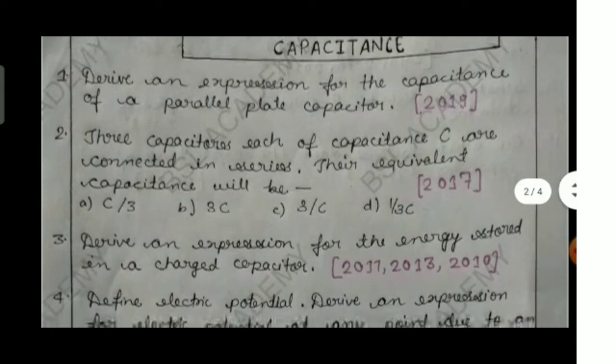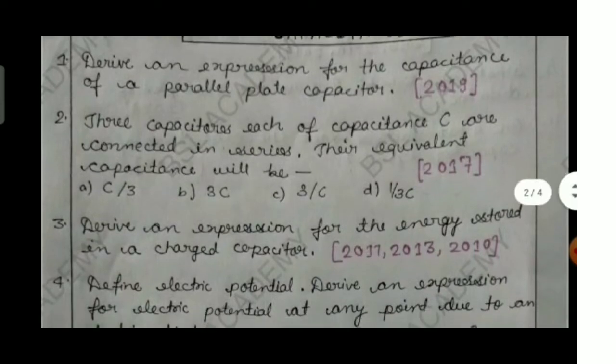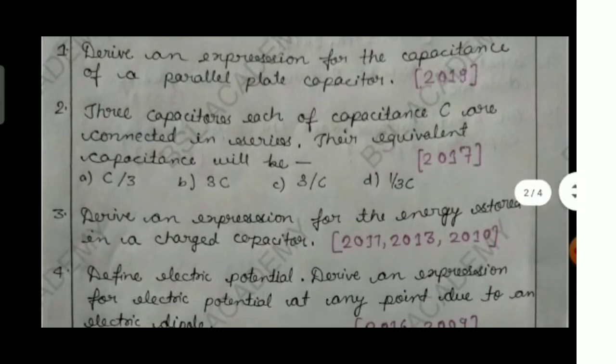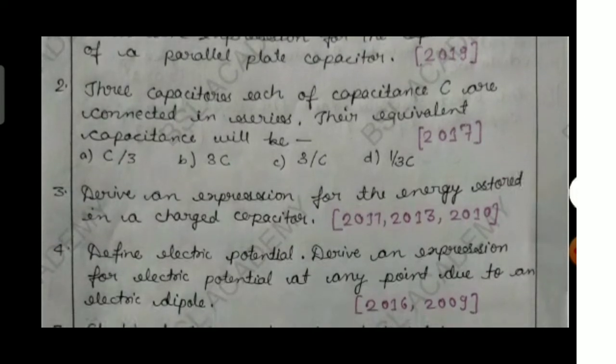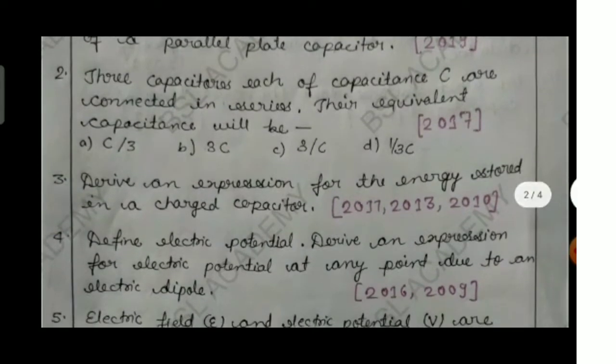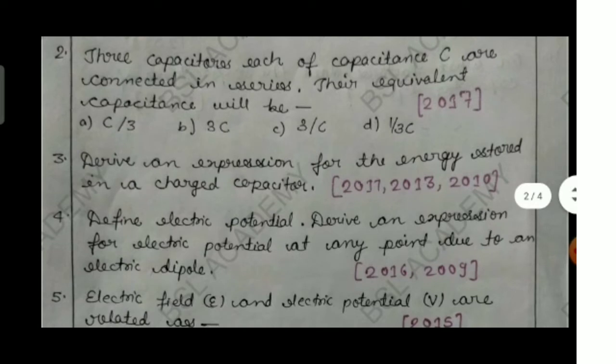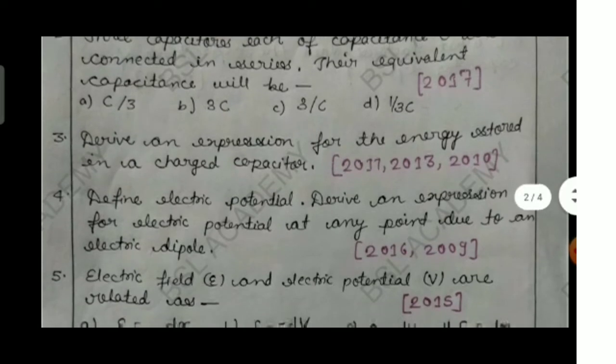Next one is: three capacitors each of capacitance C are connected in series. Their equivalent capacitance will be: option A, C by 3; option B, 3C; option C, 3 by C; and option D, 1 by 3C. This was asked in 2017. So let's move on to the next question.